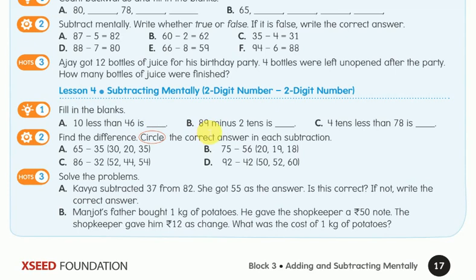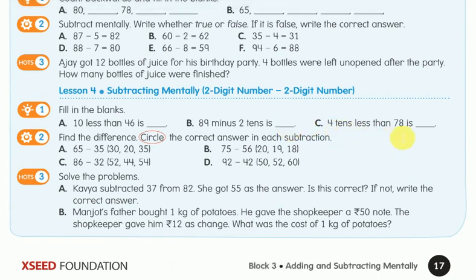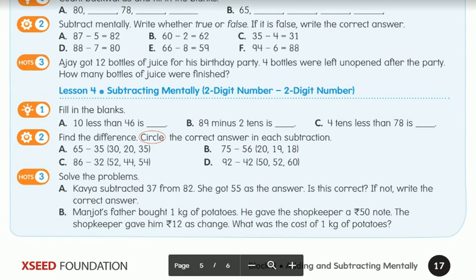Next question is 89 minus 2 tenths. 2 tenths is 20. 89 minus 20. 89 minus 20 is how much, children? To back count 2 tenths: 79, 69. So the answer is 69. 4 tenths less than 78. 4 tenths is 40. So back count 40 starting from 78 as 68, 58, 48, 38. So 38 is the answer.